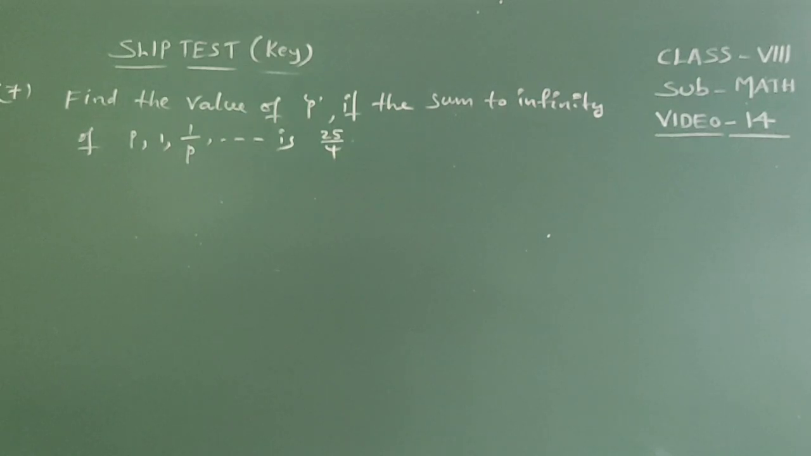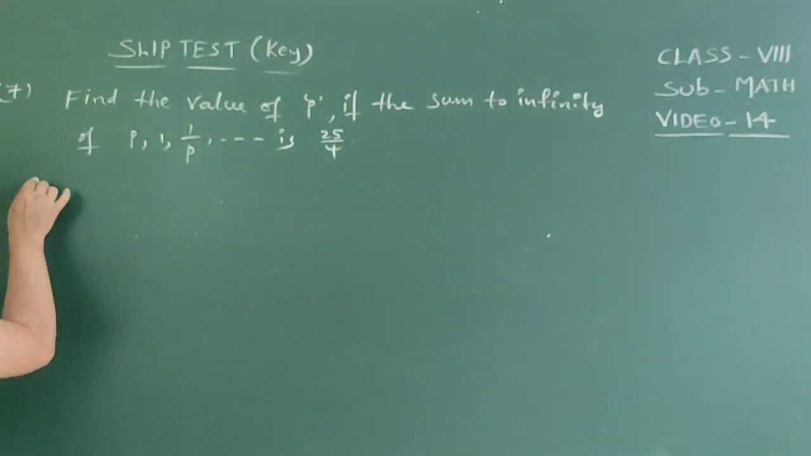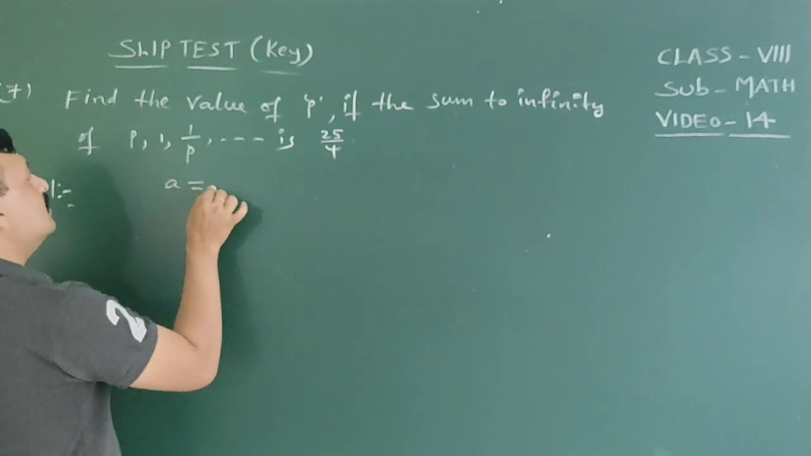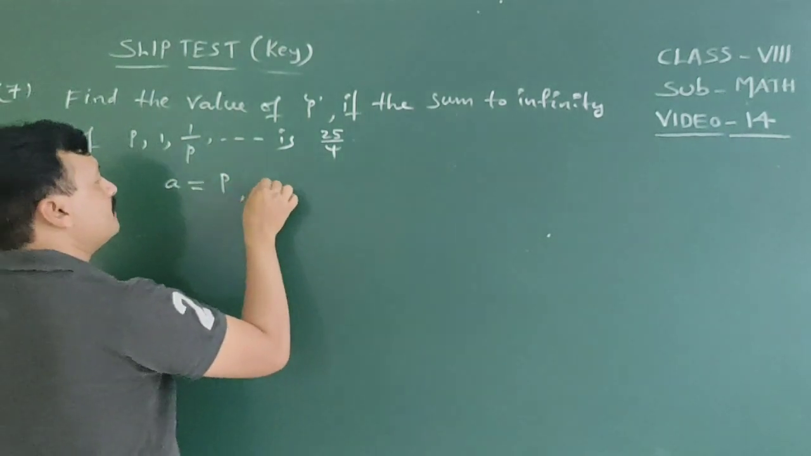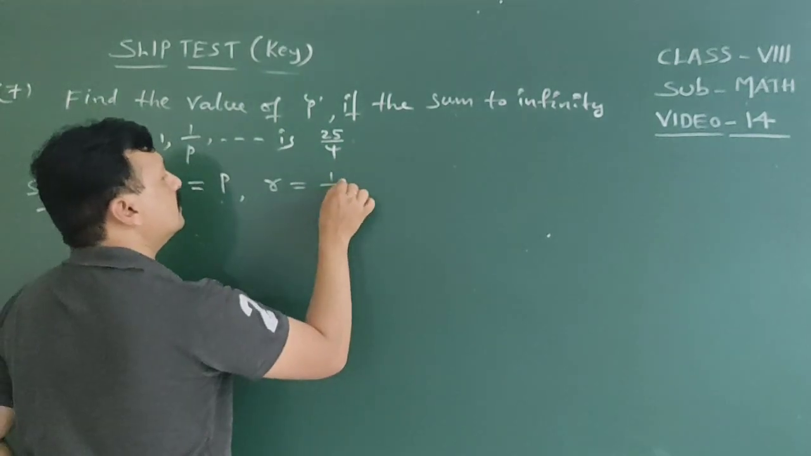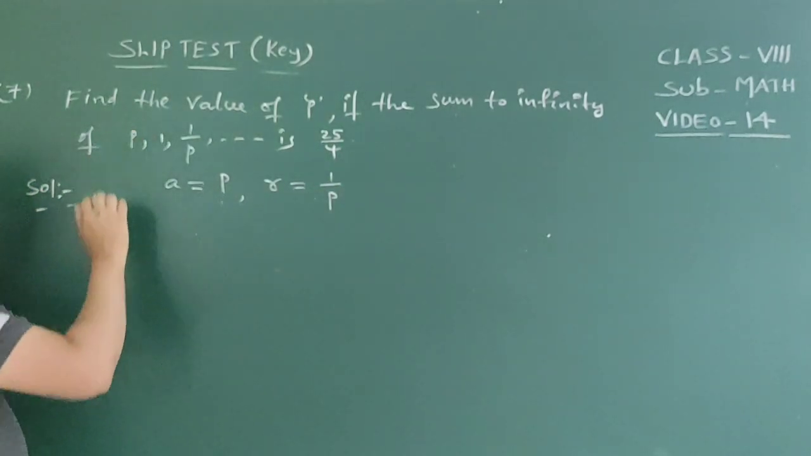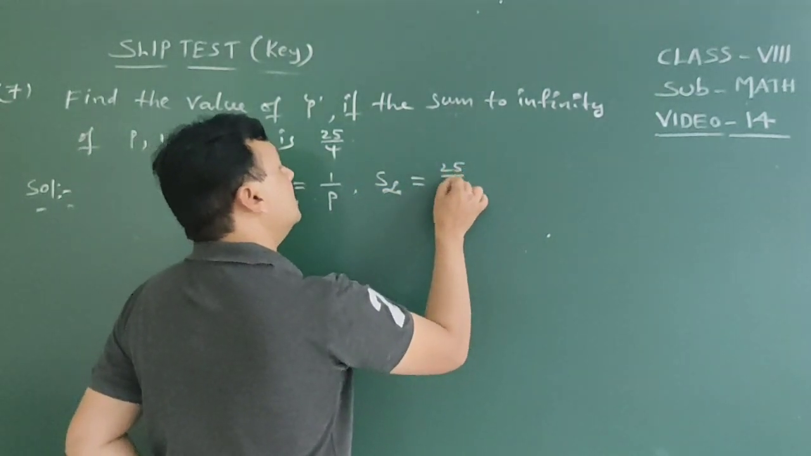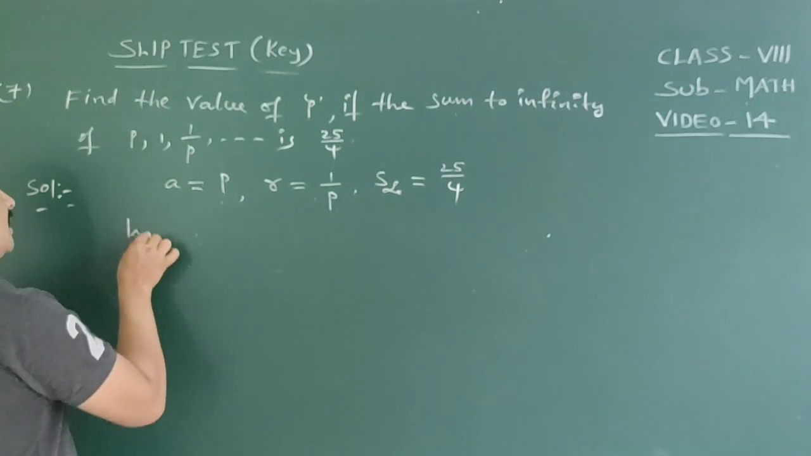Next, seventh one. Find the value of p if the sum to infinity of p, 1, 1 by p is 25 by 4. Here a equal to p, r equal to 1 by p, second term by first term, and S infinity equal to 25 by 4.